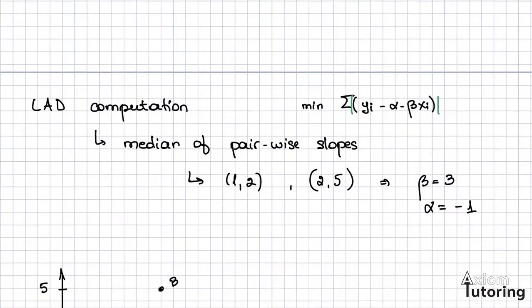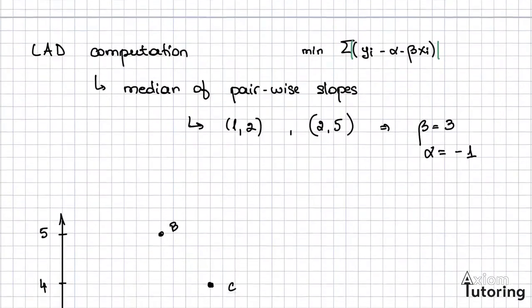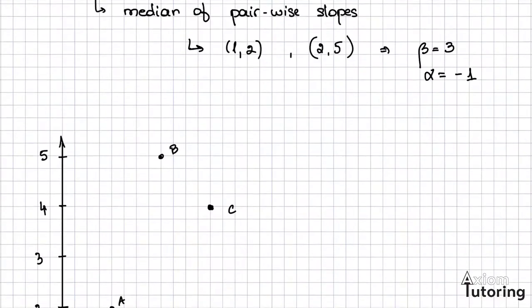So I'm going to show you how to do the computations for the combination of coordinates (1, 2) and (2, 5), using the formula rise over run that you might have seen in your GCSEs. You can easily find that the beta is 3, and the alpha, the intercept, is just -1, which means that the line that we are looking at is y equals -1 plus 3x, okay?